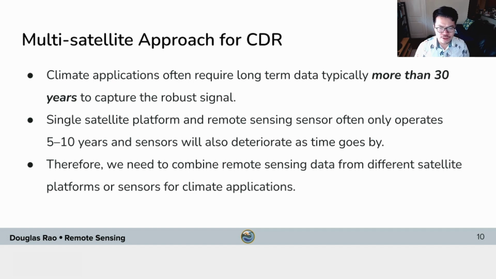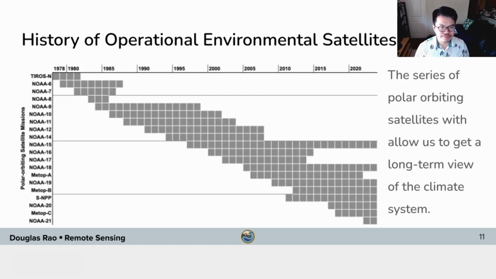Therefore, we often need to use and combine different remote sensing data from different satellite platforms or sensors for climate applications. Let's use the polar orbiting satellites as an example. The table shows the timeline of the major polar orbiting satellites operated by NOAA and the European Meteorological Satellite Agency. You can see a wide range of satellite lifetimes ranging from 3 years to more than 15 years.